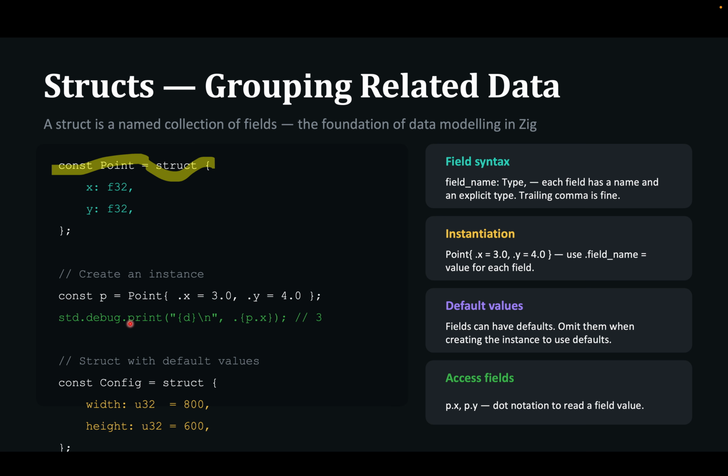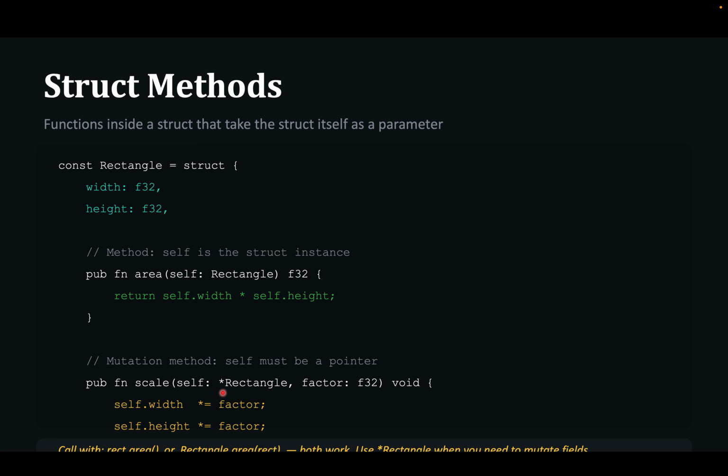Moving forward, fields can have default values defined here as well, like u32 equal to 800: width is 800, and the height is 800. A field with a default value 800. So when you create a config, for instance, you can define default values. If any values are not given, then the 800 is automatically used.